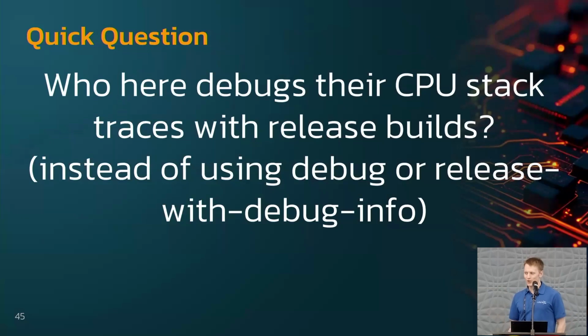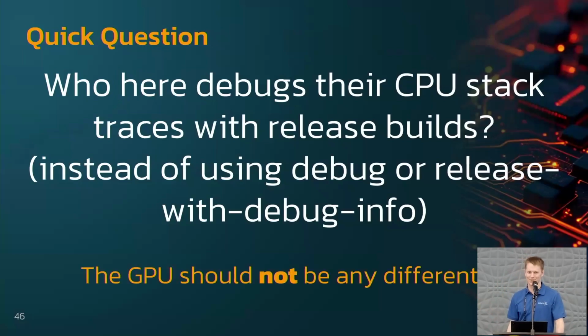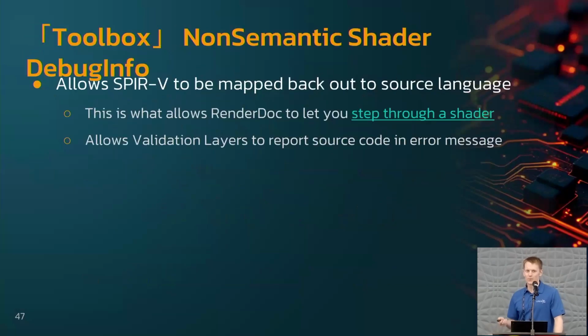So, quick question. Who here likes debugging their CPU stack traces with a release build? You know, just looking at raw 64-bit pointers. Yeah, I didn't think so. So why are we doing this on the GPU? This is crazy, right?